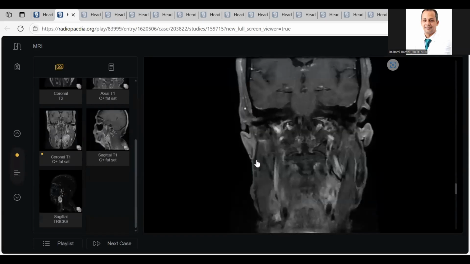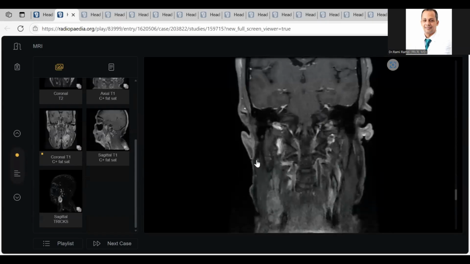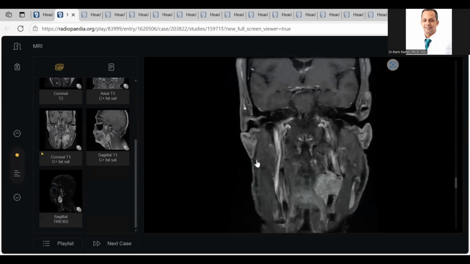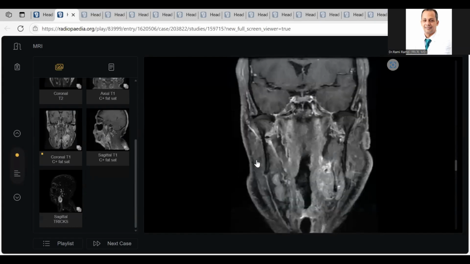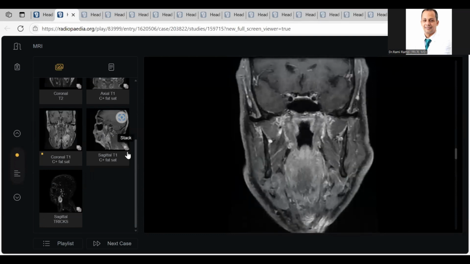I could appreciate significant post contrast enhancement within this mass. So considering the differential imaging appearances, I'm thinking of carotid body tumor, paraganglioma, and other less likely differentials would include neurofibroma and schwannoma. However, they are considering avid enhancement. First is carotid body tumor.